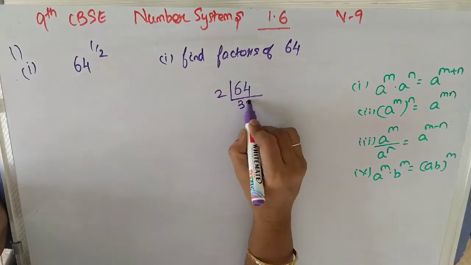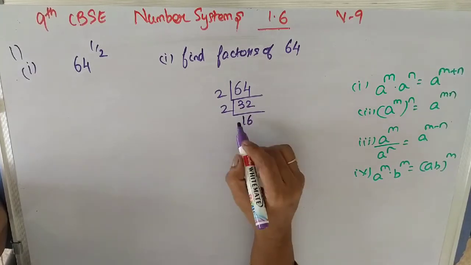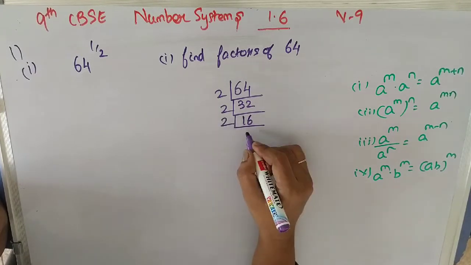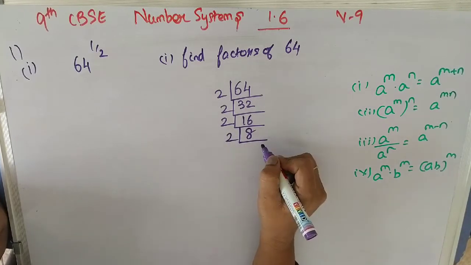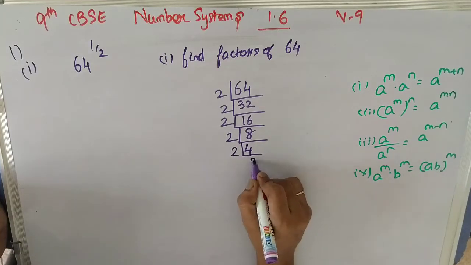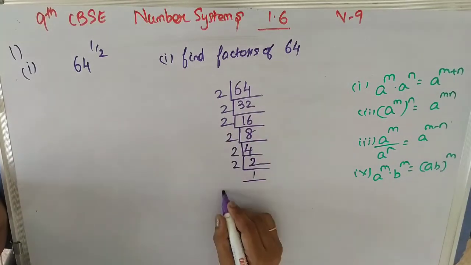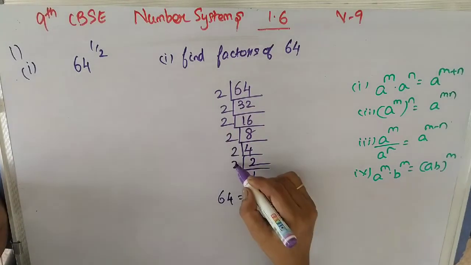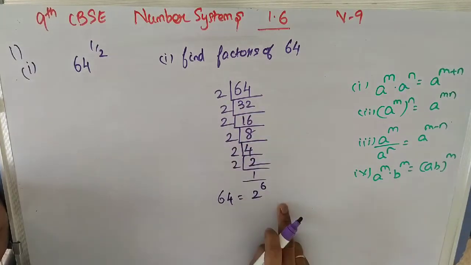64 when divided by 2 gives 32. 32 when divided by 2 gives 16. 16 by 2 gives 8. 8 by 2 gives 4. 4 by 2 gives 2. And 2 divided by 2 gives 1. So, I can write 64 as 2 power 6. I am going to replace the 64 in the question with 2 power 6.